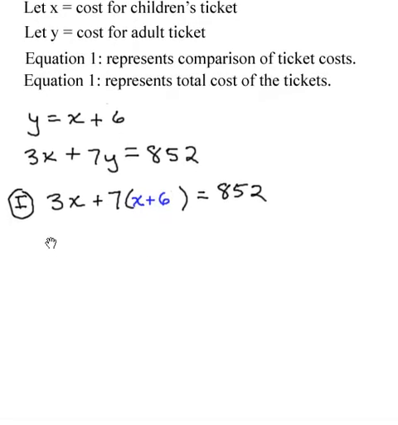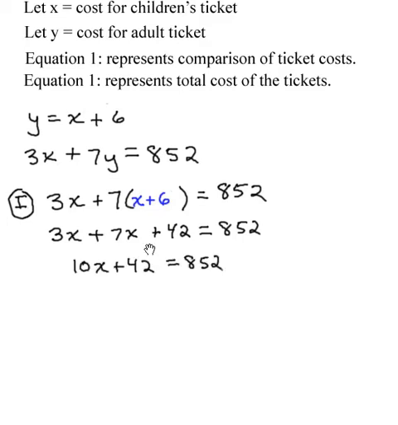So for substitution, I know that Y is the same thing as X plus 6. So in the second equation, I'm going to replace Y with X plus 6, our goal being to combine the 2 equations into one that has just one variable. So once we've done that, let's go ahead and solve for X. Let's distribute out 7 times X, 7 times 6. Continue to simplify this equation. 3X plus 7X is 10X, plus 42 is equal to $852.